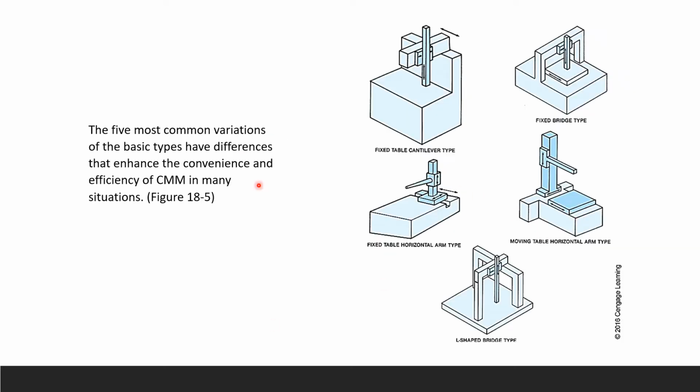So here again, the five most common variations of the basic types. They have differences that enhance the convenience and efficiency. Machines are technology. Why do we have to enhance the technology? Because we want to improve convenience and efficiency. Because we're dealing with many different kinds of situations. Therefore, you need many different kinds of CMM to satisfy these situations.